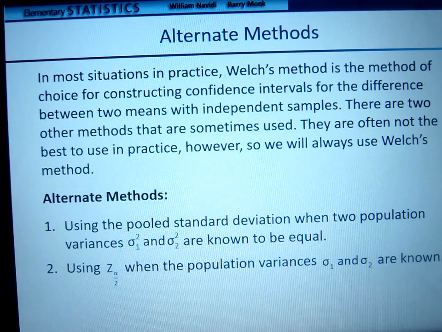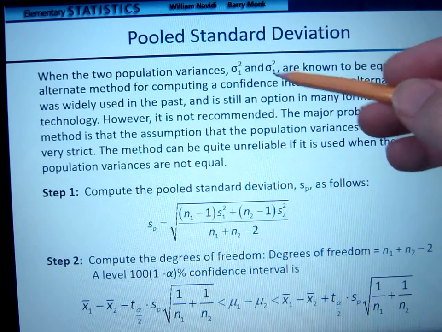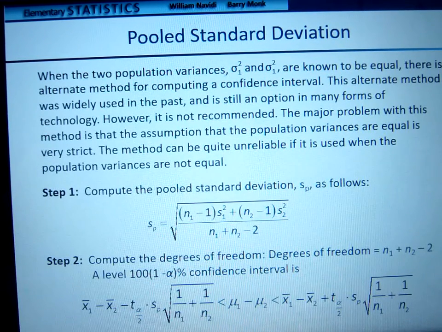So first you can use a pooled standard deviation when the population variances of both of the populations are known to be equal. And then we would use a z sub alpha over 2 when the population variances are known. When the population variances of the first and the second are known to be equal, there is an alternate method for computing a confidence interval.